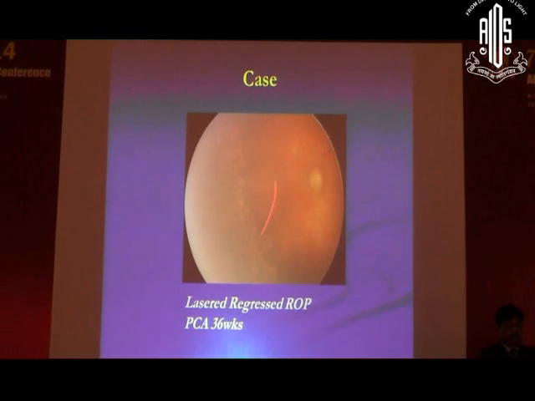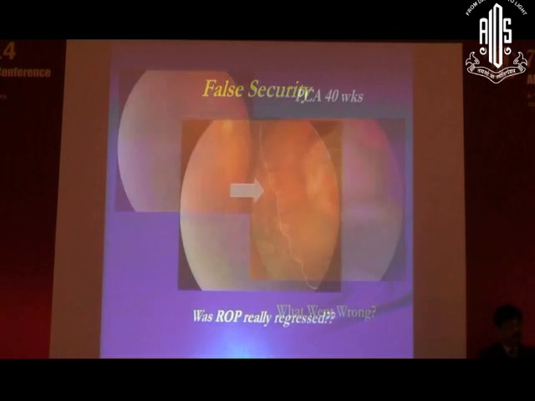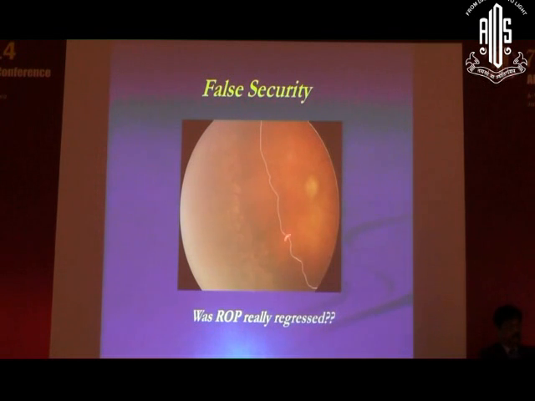So sometimes, let's see this case, the ROP regressed after laser, pretty fine and nothing to worry about, but at 4 weeks, suddenly the ROP started progressing again. So what went wrong? The laser looks proper. But if you see carefully, the vessels actually finish here and the laser was actually completed inside. So you need to go ahead and laser further than what you were doing.